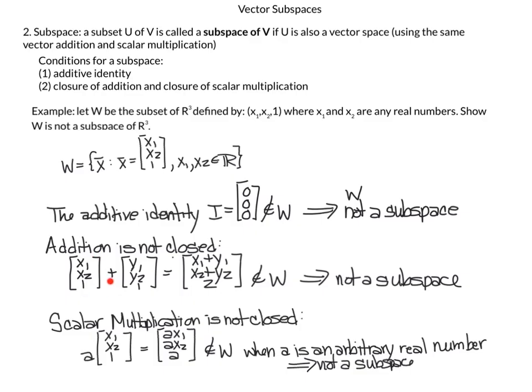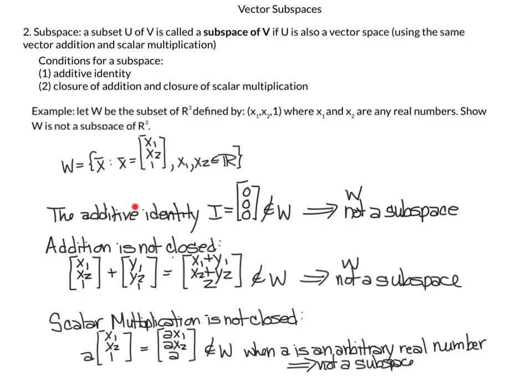So if I take a vector x that follows this form of W, x1, x2, 1, and then I take a vector y that follows this W form, y1, y2, 1, and I add component by component, I get x1 plus y1, x2 plus y2, and then on the third coordinate I get 2. So this also is not in W because the third coordinate needs to be 1 to be in W. So for this reason alone, W is not a subspace.